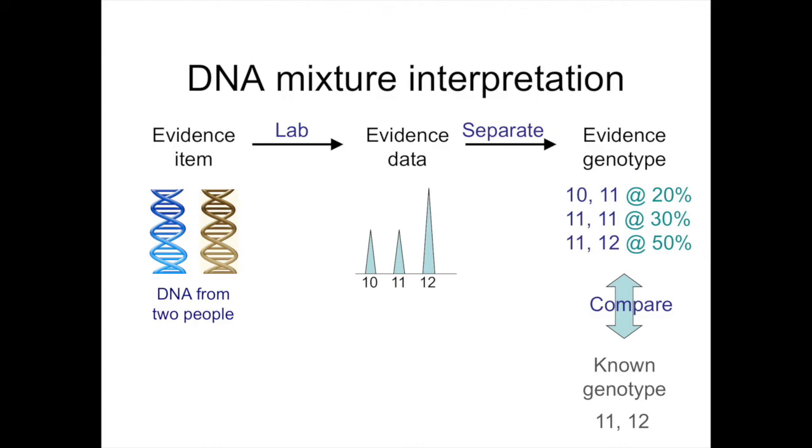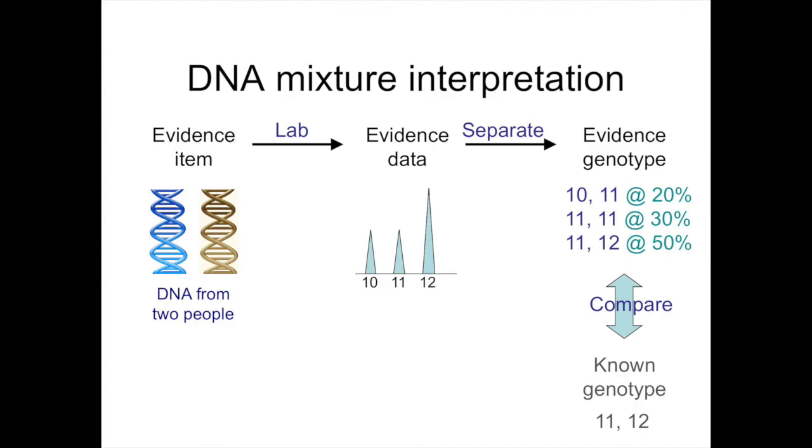DNA mixture interpretation looks like this when you separate genotypes. Here on the left, we have a mixture. 2 or more people have contributed their DNA to a sample. The crime lab does exactly what it did before. It extracts DNA, it amplifies it, and then it detects and separates the DNA in order to form the kind of evidence data that we see in the center. Here we see 3 events, not just 2. And since people generally only have 2 alleles, because we only have 2 parents getting 1 allele from each, this indicates that there's at least 1 other person present.